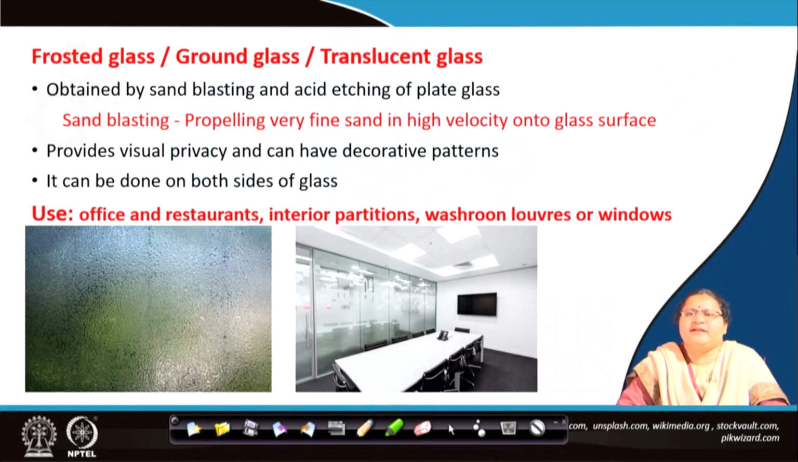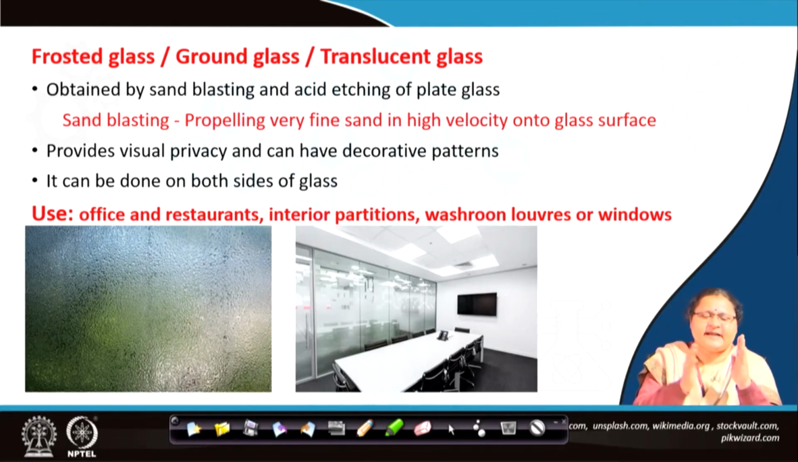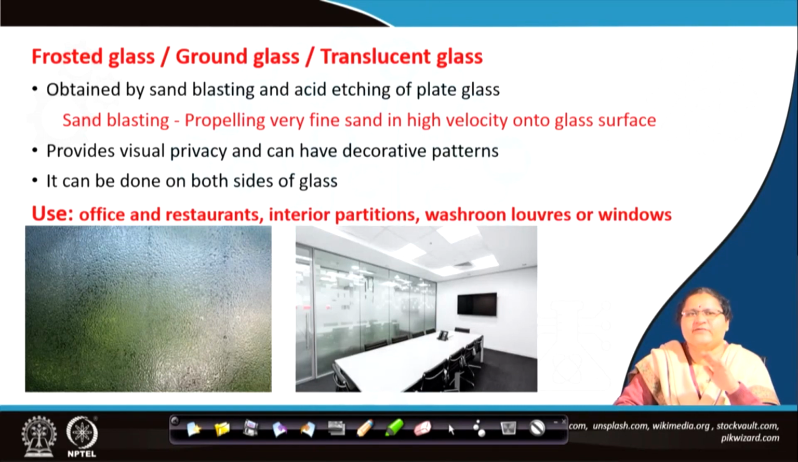This is obtained by sand blasting or acid etching on plate glass. So, sand blasting, what is sand blasting? High velocity fine particle sand are hit on the surface of the glass. So, if you have the glass surface and sand particles are hitting it, it will actually eat away some portion of the glass, which will give it an obscure look.